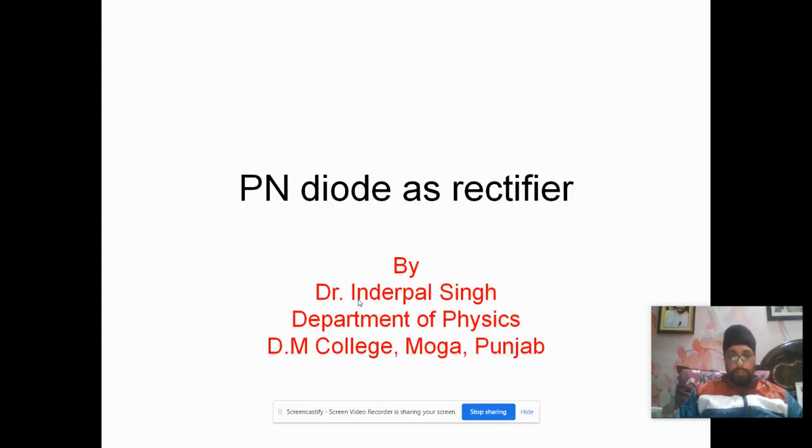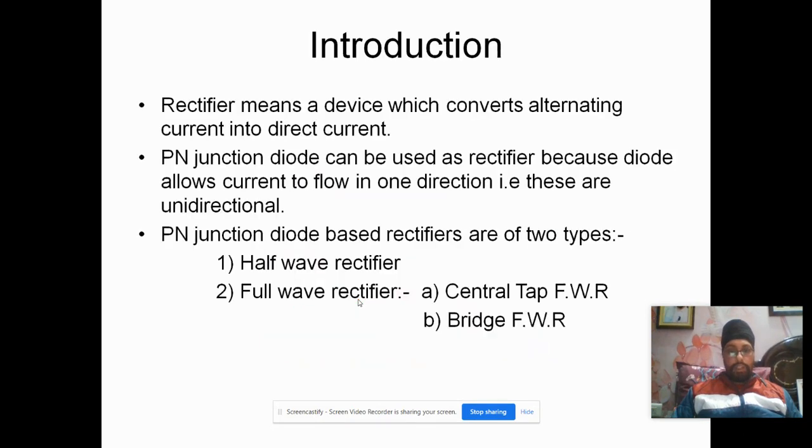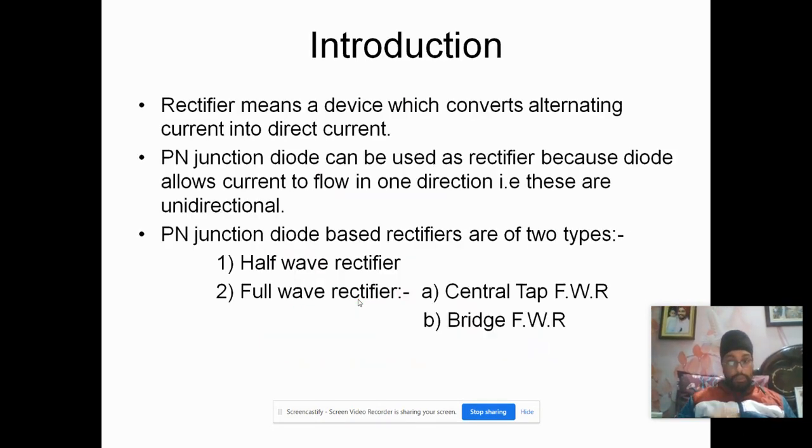So, dear students, in the second topic of our basic electronic course, we will study PN junction diode as a rectifier. First of all, we need to understand what a rectifier means. A rectifier is a device which converts alternating current into direct current. PN junction diodes allow current to flow through them only when they are forward biased, and they act as an open circuit when they are reverse biased.